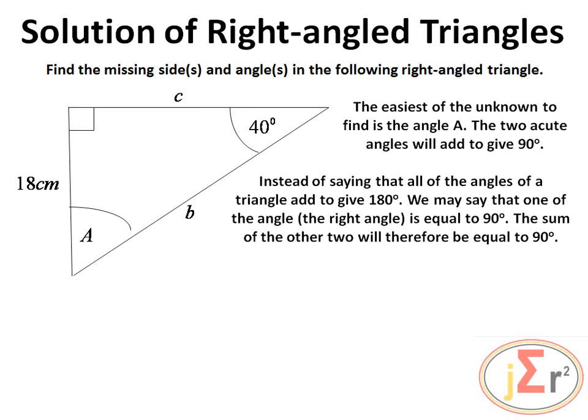Of course, in a right angle triangle, the right angle is 90. All of the angles should add to give 180. The sum of the other two angles will be 90 degrees, and that fact is used right there. So A is equal to 90 degrees minus 40 degrees, and that is equal to 50 degrees.